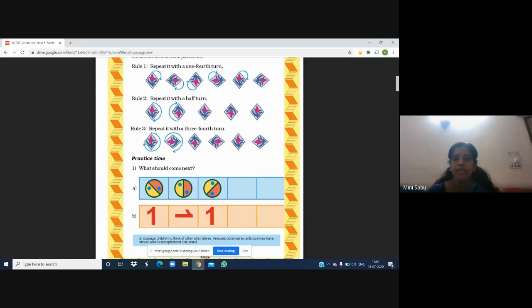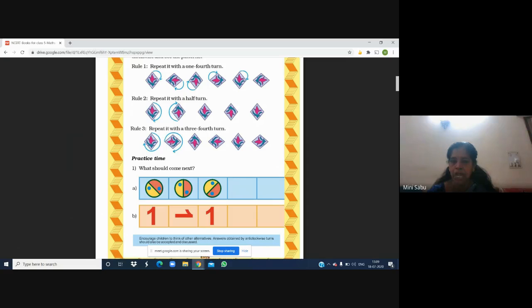Then rule 3. Repeat it with a 3/4 turn. 3/4 turn means 3 times 1/4 turn. You can see this flower. This is the pink part, the petals. Then in the next one, it has taken 1/4 turn, one more 1/4 turn, one more 1/4 turn. Then you got this. 3 times 1/4 turns make a 3/4 turn.